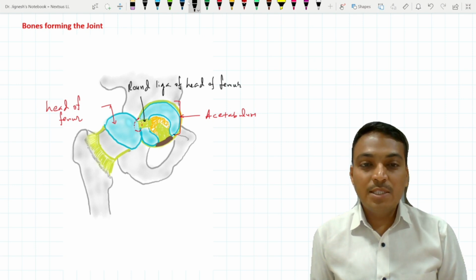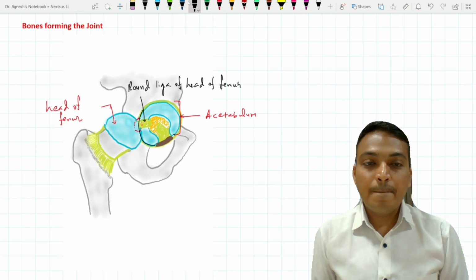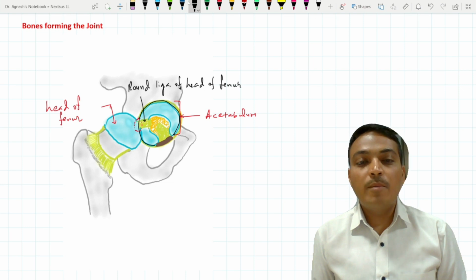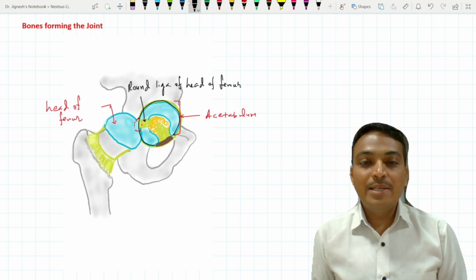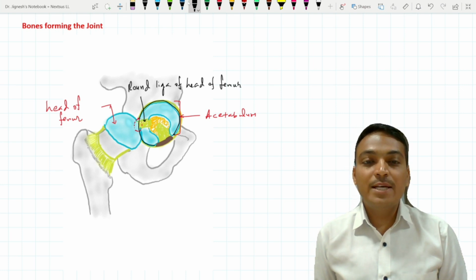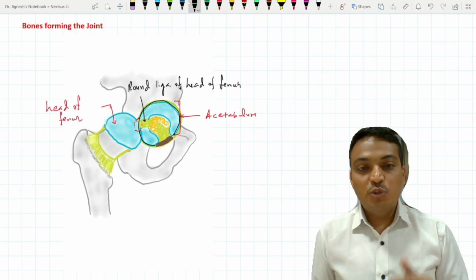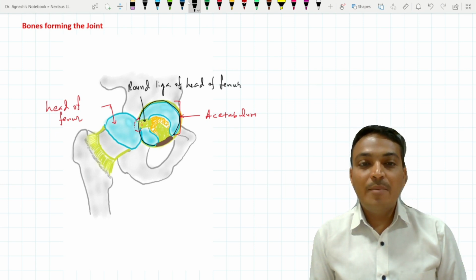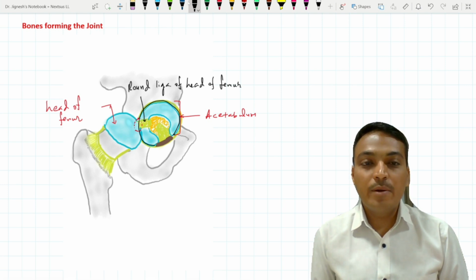The margin of the acetabulum is complete all over except at the lower part, and this lower missing part of the acetabulum is called the acetabular notch, which provides attachment to two ligaments. One is the transverse acetabular ligament and one is the base of the round ligament of the head of the femur.